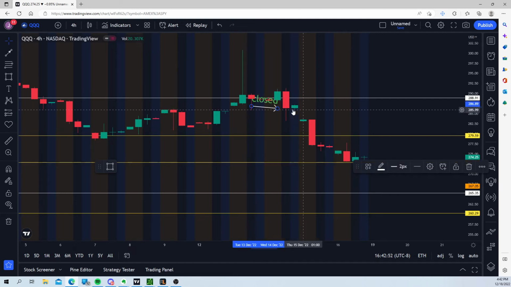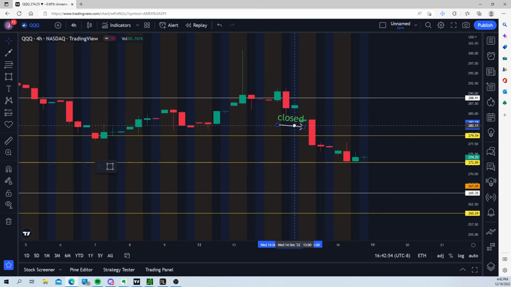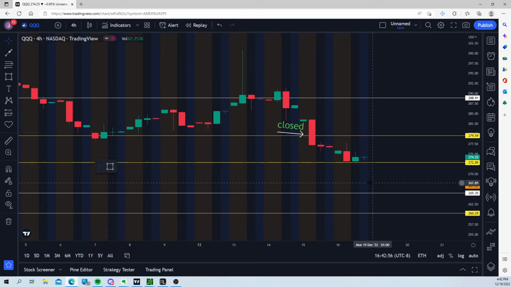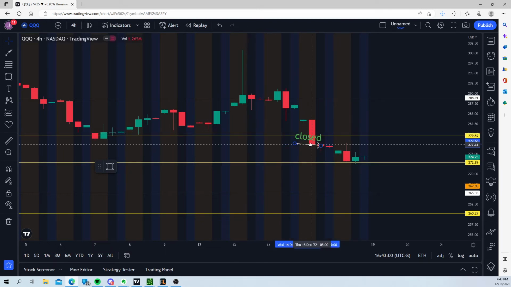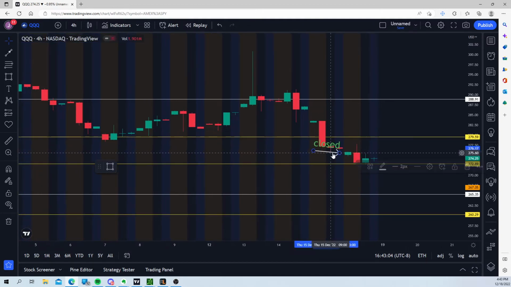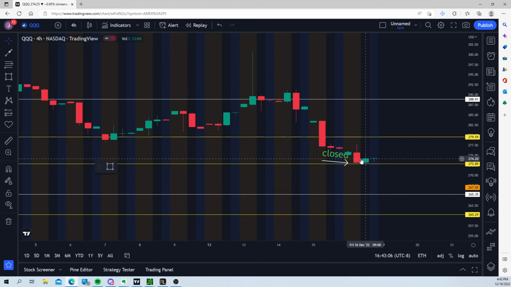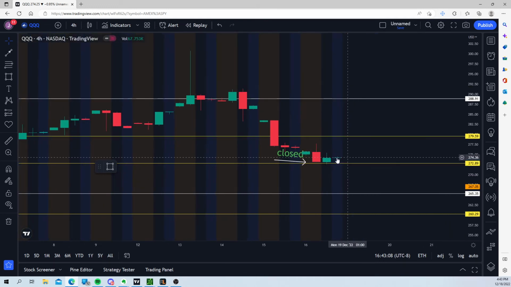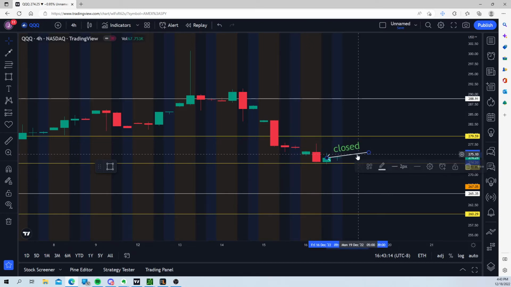So this was after hours, but look what happened. The next candle was red when the market opened. Closed below it, next candle still red. Closed below it, next candle still red. Closed below it, and this one stayed. The last candle that showed up closed in the middle, right there. But guess what? This has to pass 275.52 in order to come back up to 279.